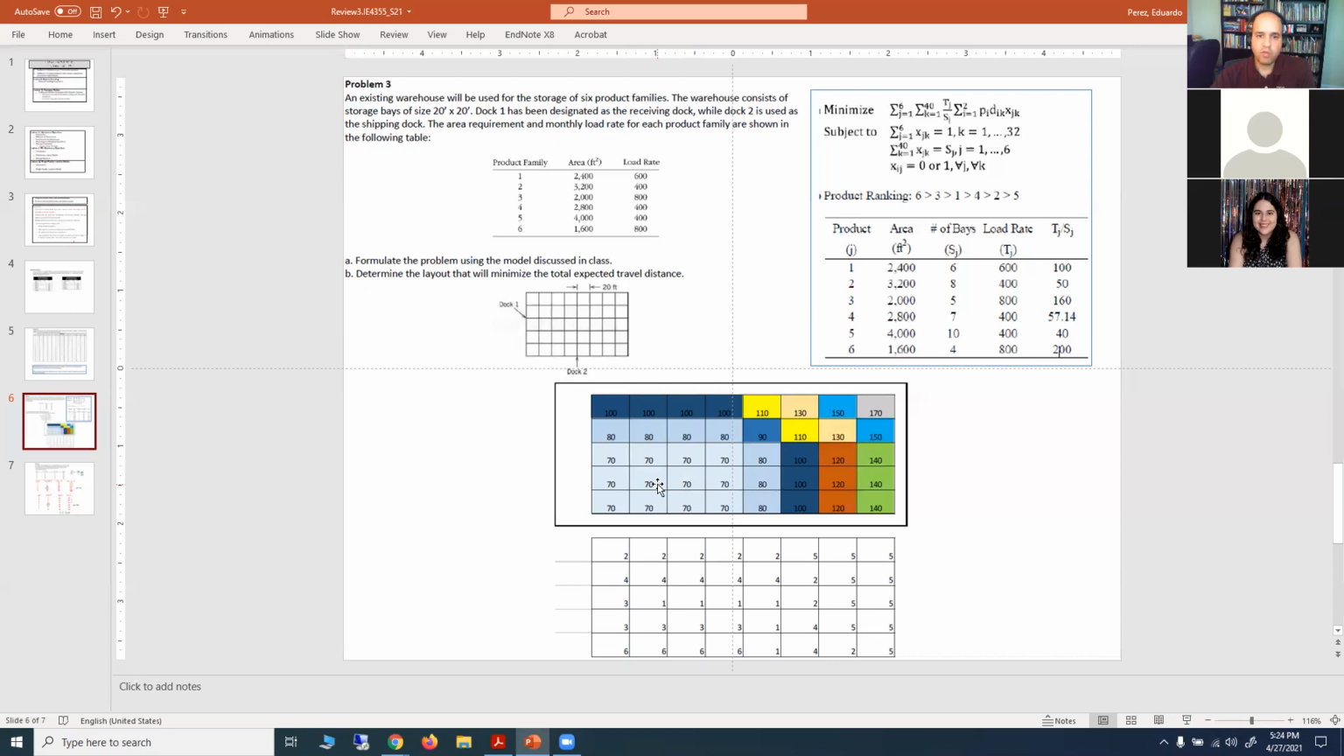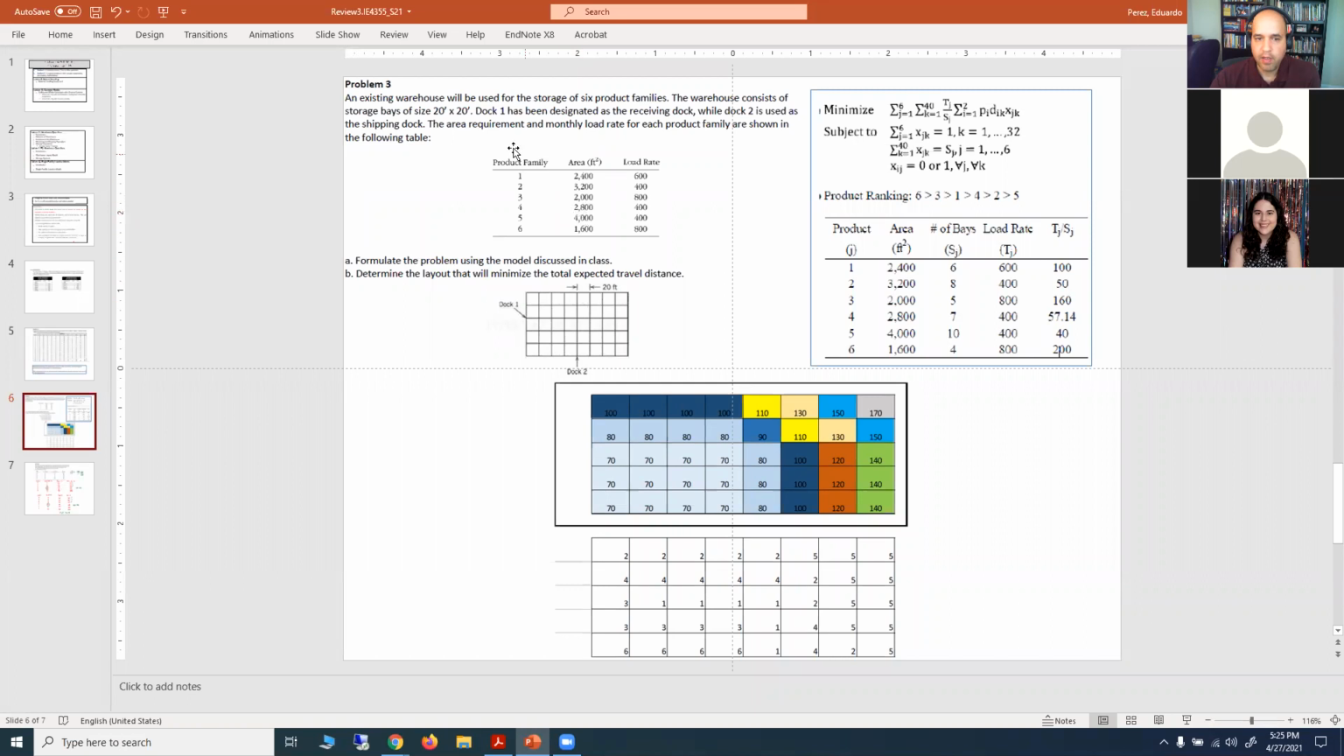Going in that direction, now we use the information from the products to rank the products in terms of the loading rate. This is the information that is given. As you can see, the area required for each product family is given as a total area, but we had to find a way to make it consistent with the grid that we have for the facility. So how do you go about that?